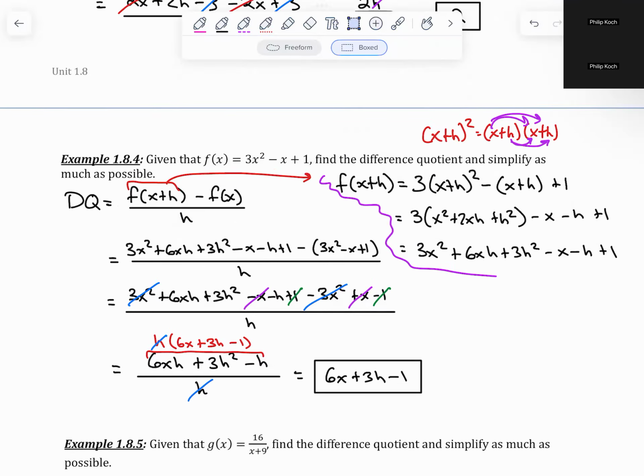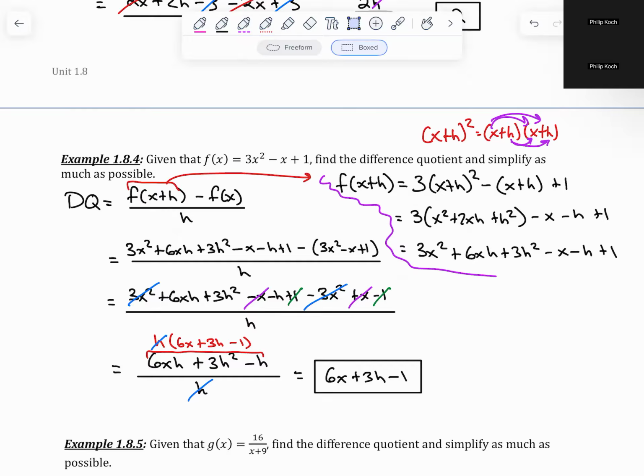Any other ones? Oh, I did have a second question. I remembered. You said that in the very bottom, 6xh plus 3h squared minus h, each one of those is a term, and we need a value, or a factor. Yes, a factor. So -1h, wouldn't that make it a factor? That's why we pulled out the h?